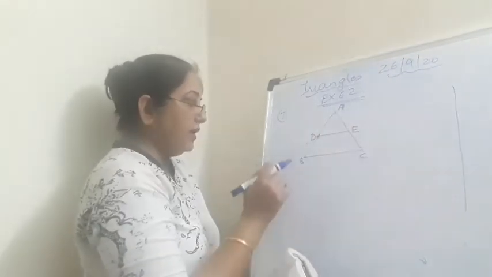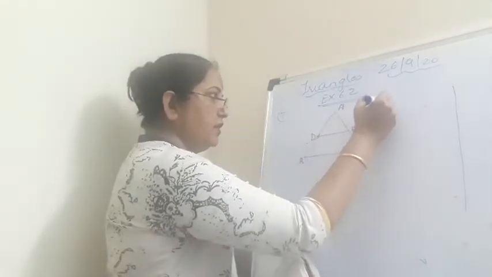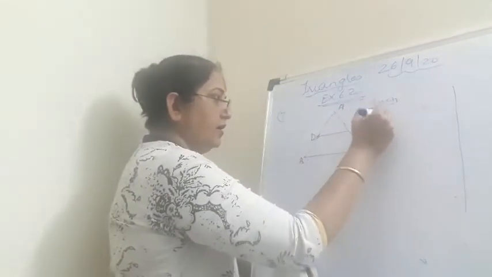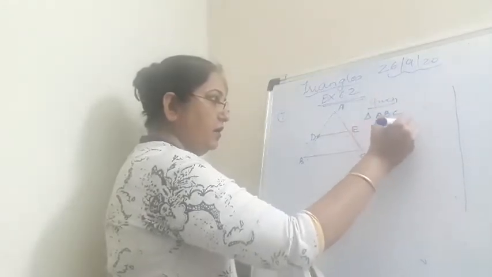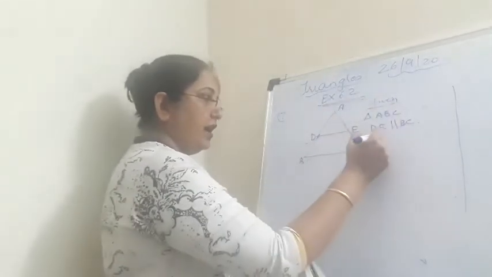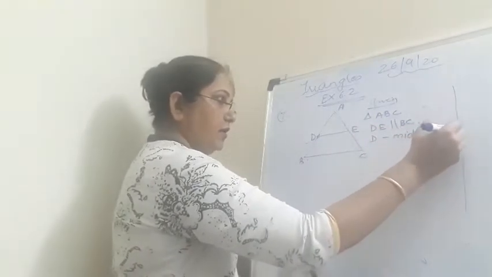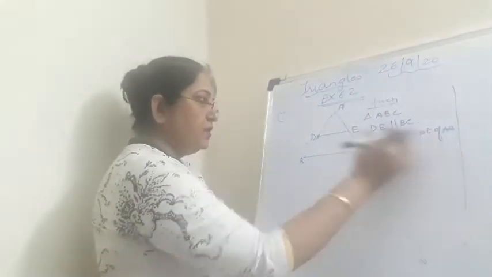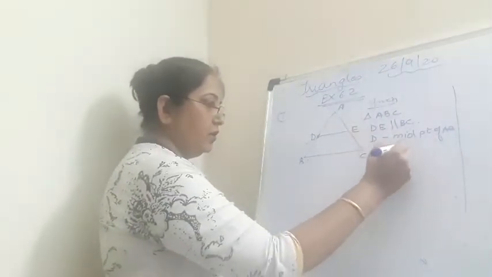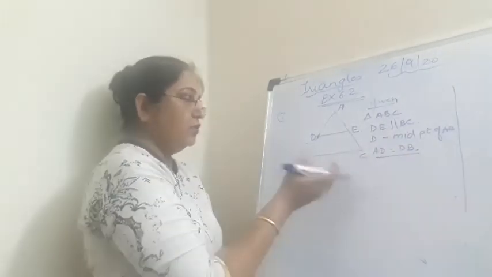So I'll make it simple and tell you what is given. In triangle ABC, DE is parallel to BC, right? And D is the midpoint of AB. Now, when D is the midpoint of AB, it means AD is equal to DB. So now using this, we are going to find out.